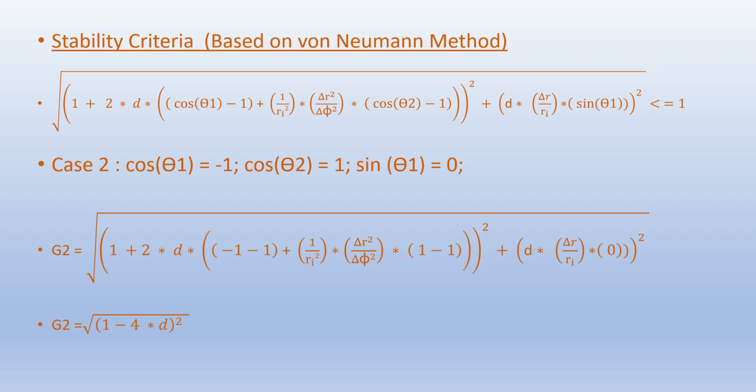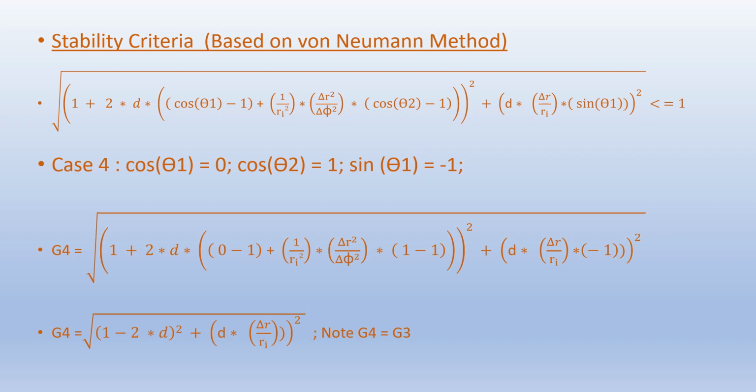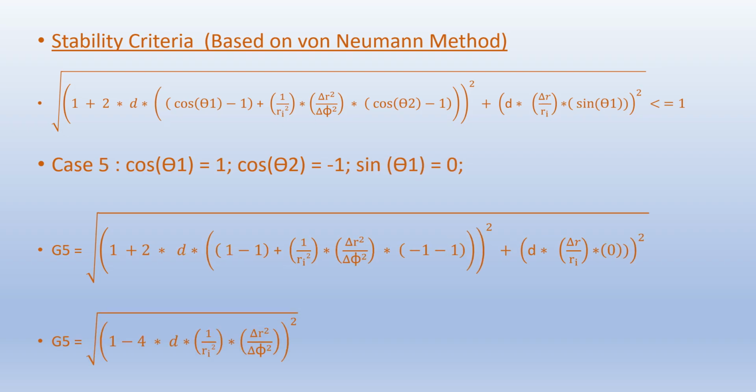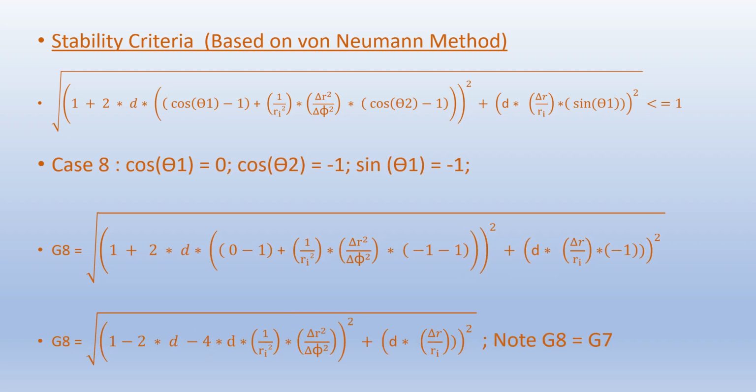Case 2, for example, I call it G2, which is equal to square root of 1 minus 4 times D whole square. And case 3 is given here, and case 4 is given here. Case 5, case 6, case 7, and case 8 here we have G8, which is equal to G7. Likewise, earlier for case 4, G4 equals G3.